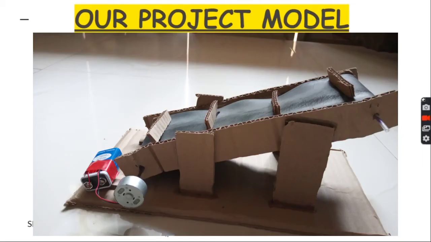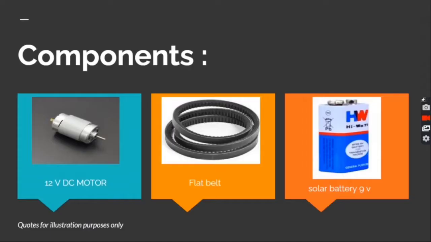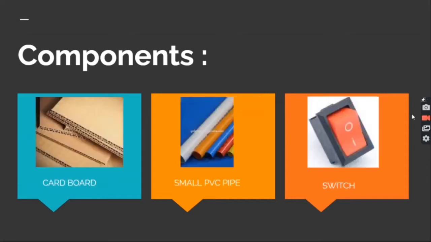This is our project model of a simple conveyor belt. It consists of these components: 12-volt DC motor, flat belt, 9-volt solar battery, cardboard, small PVC pipe, and switch.